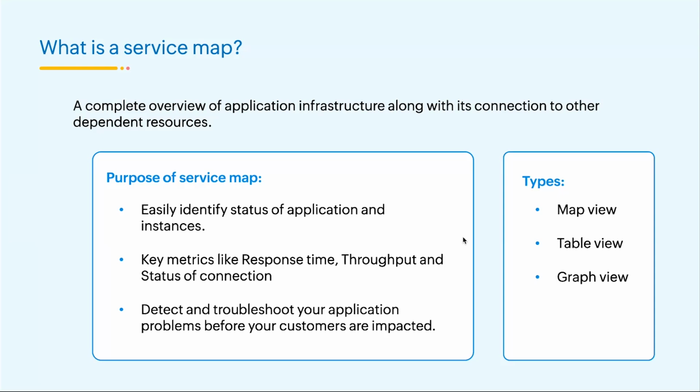So this map becomes really useful if you want to quickly check the status of different application components and their instances, to monitor essential metrics like response time, throughput, and connection status, to detect and resolve application issues before they affect end users, and also track failed request counts so you know exactly where something's going wrong. So there's three ways you can view the service map. There's the map view, table view, and graph view.